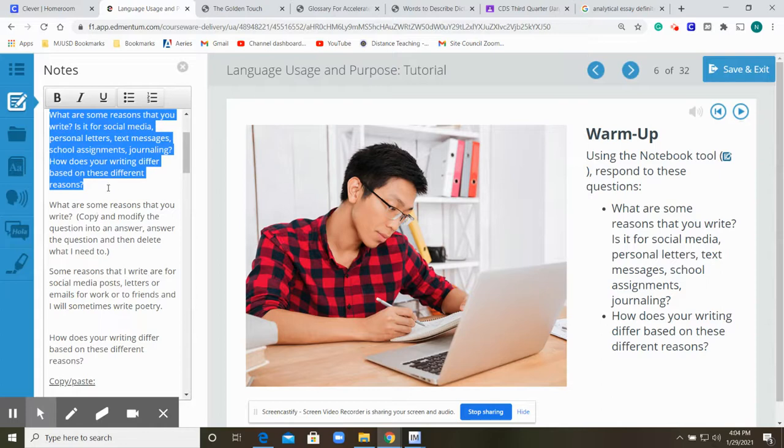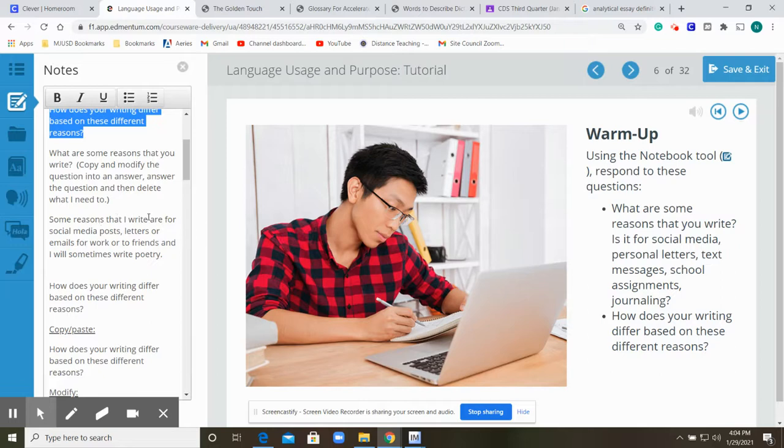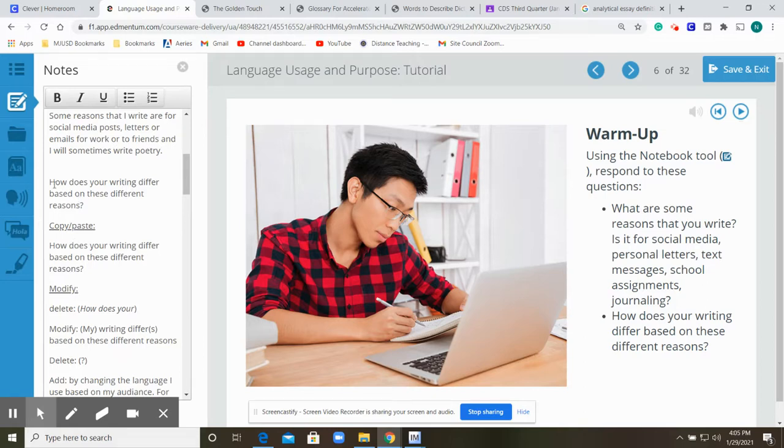So I copy these and I modify the question into an answer. Then I answer the question and then I delete what I need to. So some reasons that I write are for social media posts, letters, or emails for work or to friends. And I will sometimes write poetry. How does your writing differ based on these different reasons?